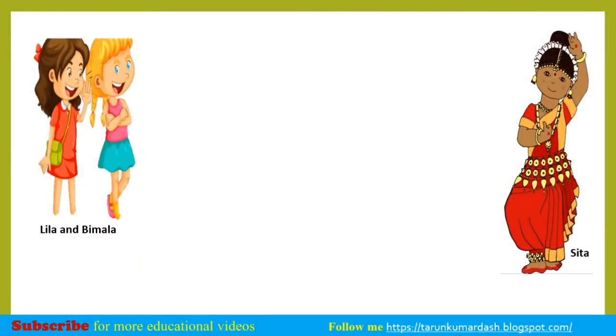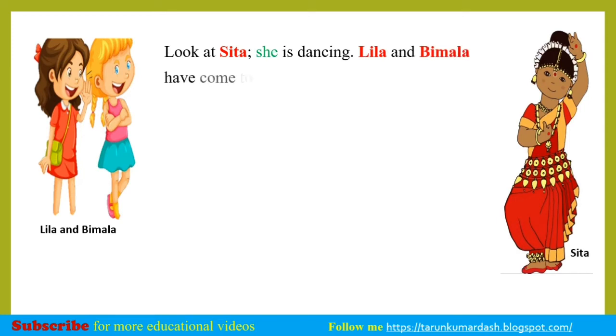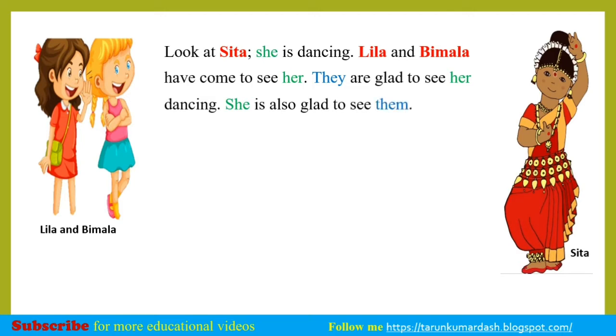Here you can see a picture of a girl named Sita in a dancing posture, and two girls named Leela and Bimala are watching Sita dancing. So here, look at Sita, she is dancing. Leela and Bimala have come to see her. They are glad to see her dancing. She is also glad to see them.